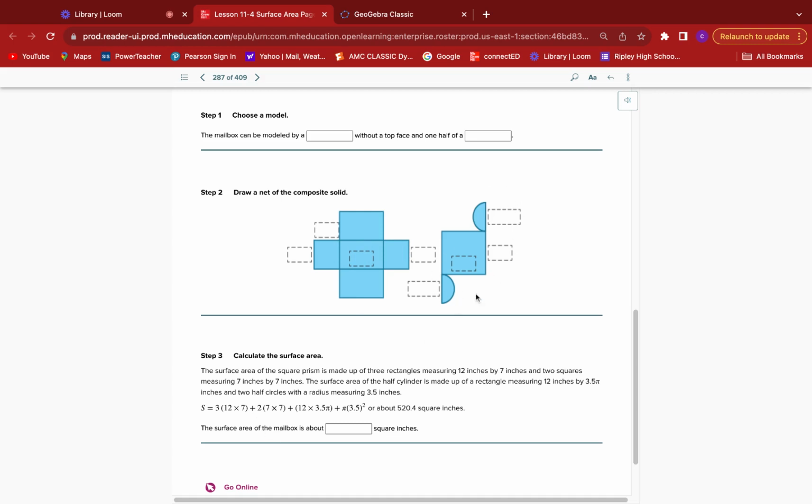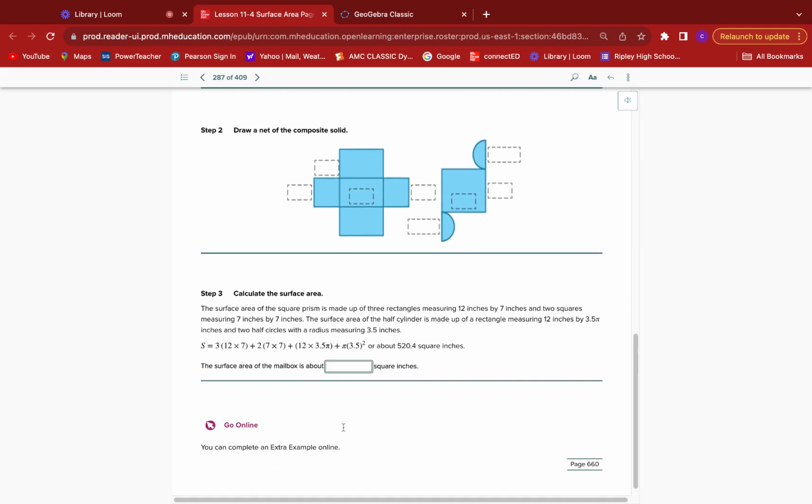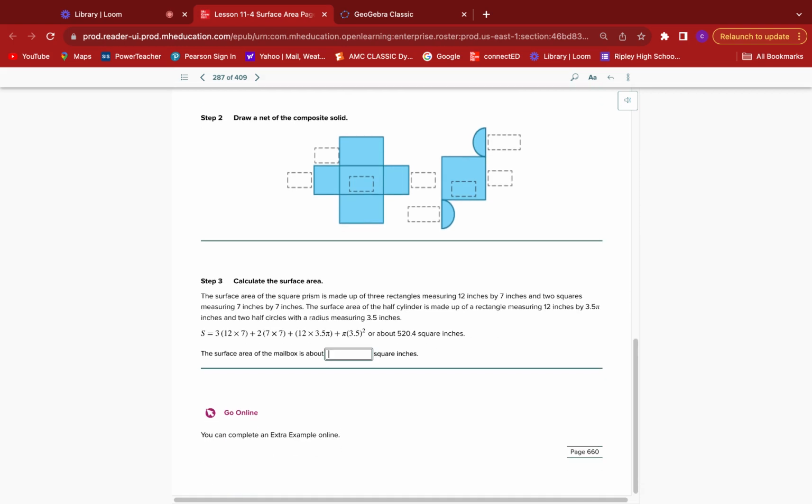All right, over to this half of a cylinder. 12 times 3.5 pi, because it's 12 times the radius, half of 7 is 3.5, and there's only one of them. And then put these 2 half circles together, you get a full circle, which is pi times your radius, 3.5, squared. Do all of that in your calculator, and you can see it's 520.4 square inches.